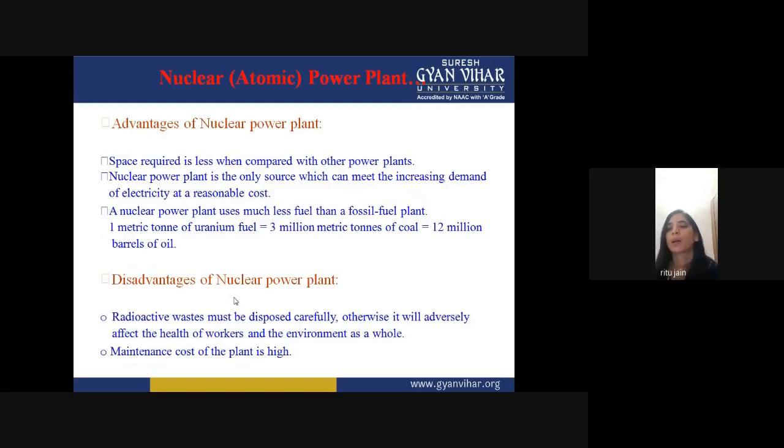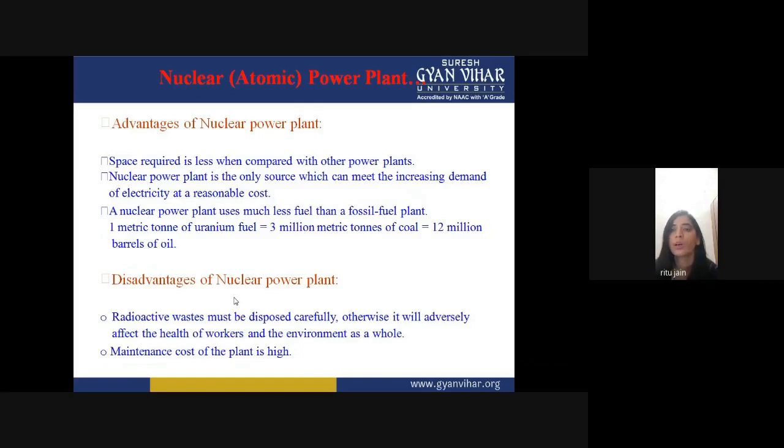A nuclear power plant uses much less fuel than a fossil fuel plant, meaning in a nuclear power plant you require a very small amount of fuel. But in a thermal power plant, we have already studied that a large amount of fuel is required to generate the electricity. So 1 metric ton of uranium fuel is equal to 3 million metric tons of coal, which is equal to 12 million barrels of oil, a very large amount of fuel in a thermal power plant.